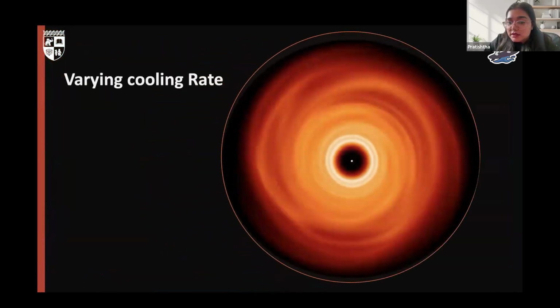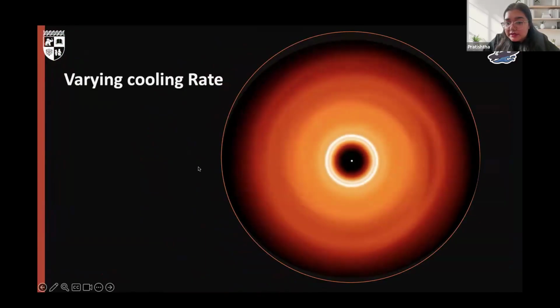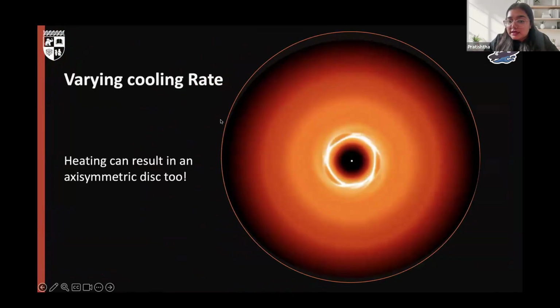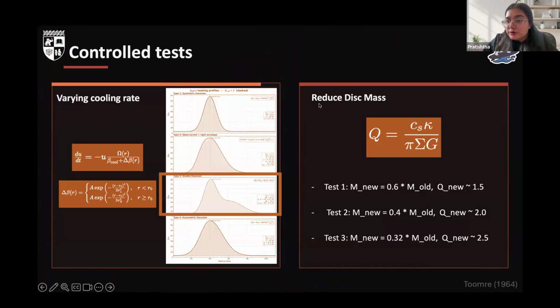these are the results. So we again start with a spiral disk, and as the disk heats up without the presence of a warp, we see that the disk again develops this axisymmetric structure. So heating can result in an axisymmetric disk too. What about if we reduce the disk mass? Because the Toomre parameter depends on the sound speed, yes, but also on the surface mass density. So if we reduce the disk mass, then the Toomre parameter will again increase, and we will be able to answer the question whether it is a physical warp, whether it's the heating, or whether it's this generic change in Q that is driving the disk to form an axisymmetric structure.